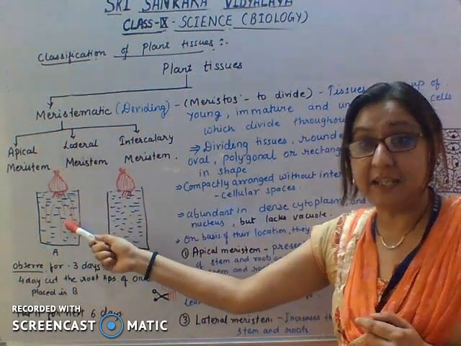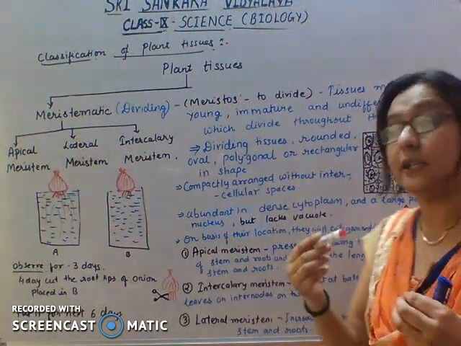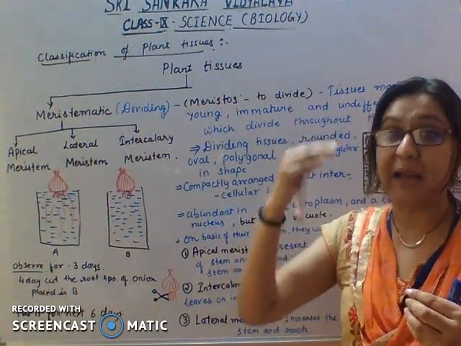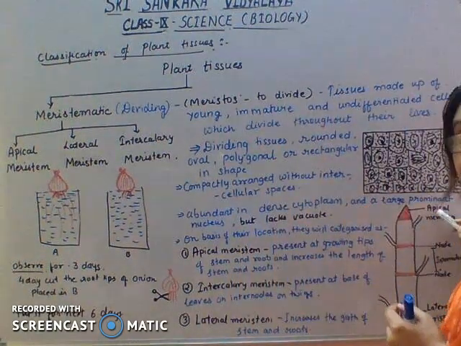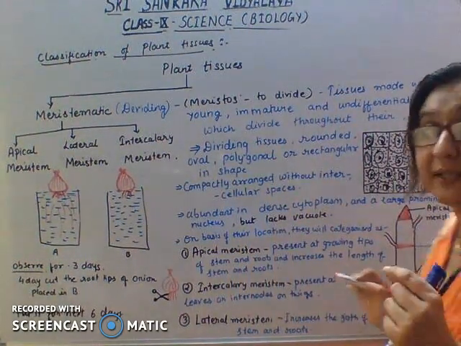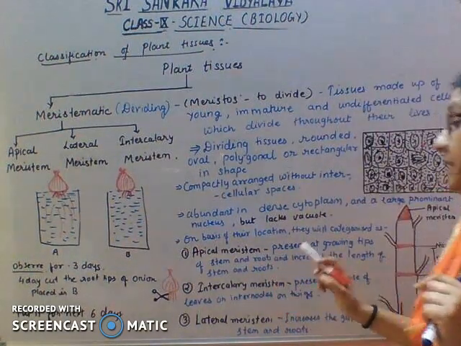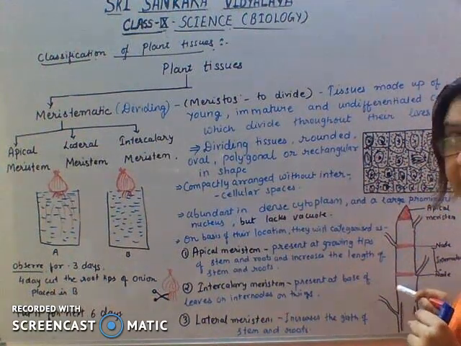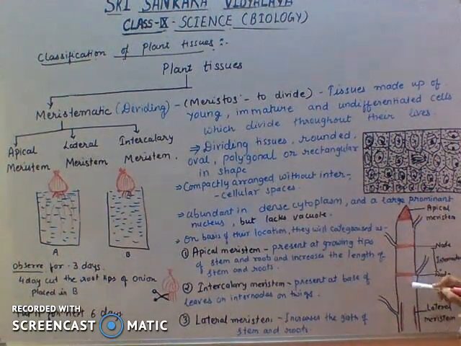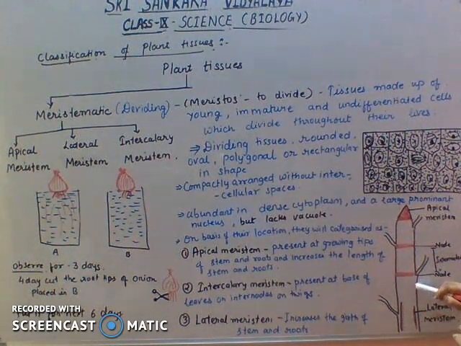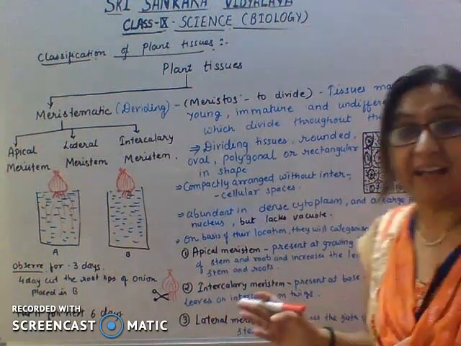Here we see that the growth in length of the root takes place due to the meristematic tissues present at the apex. The plant grows in an upward direction due to this apical meristem. It is present in the apex of the root as well as the shoot. Second is intercalary meristem. This is present between the nodes and internodes, and helps in the formation of branches.